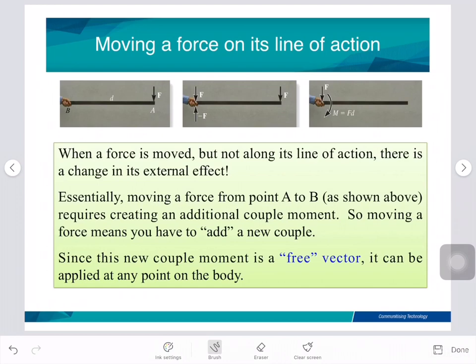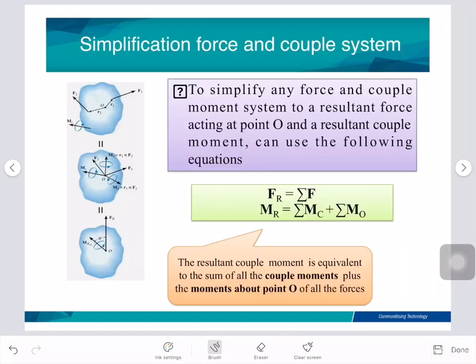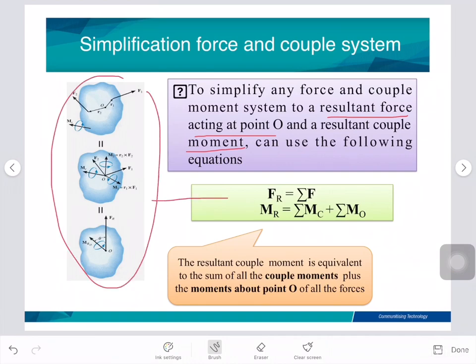And then this slide shows that this force and this force are not in the same line of action. So that is a change in the external effect. So now we can simplify any force and couple moment to a resultant force acting at point O and a resultant couple moment. This figure shows that we can simplify into equations.